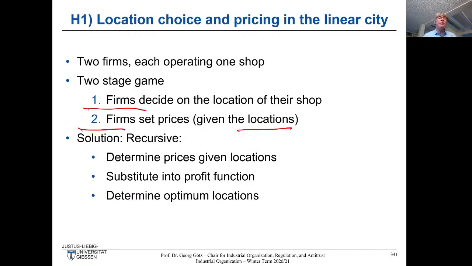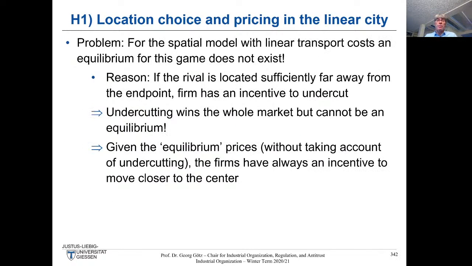Okay, and given we have such a two-stage game, the solution is always by backward induction. We start in the last stage and proceed recursively. We first determine the equilibrium prices given the locations. We substitute that into the profit functions, get the so-called reduced profit function, and then determine the optimum location. You will see in a minute how that works.